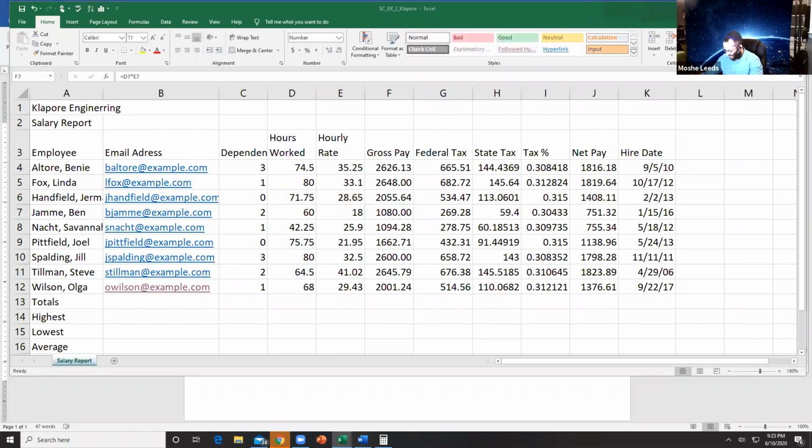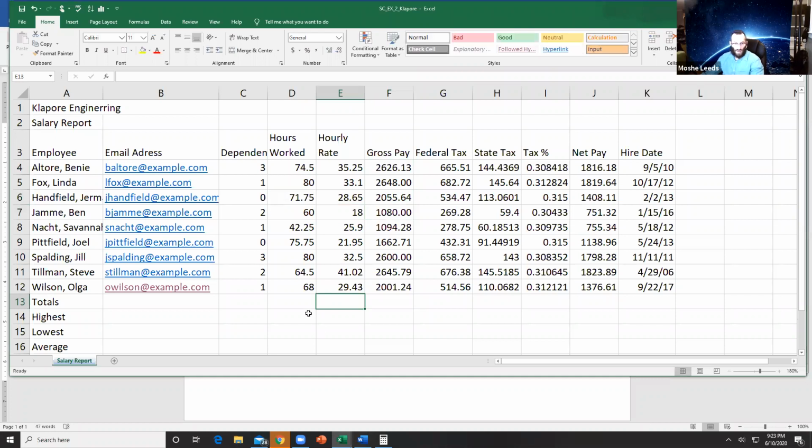Okay. Now we're going to do totals. So here's a couple totals, right? Hours worked, that can be a total. Now how do we do totals? We learned this already, and this is pretty easy. This one is an Autosum.